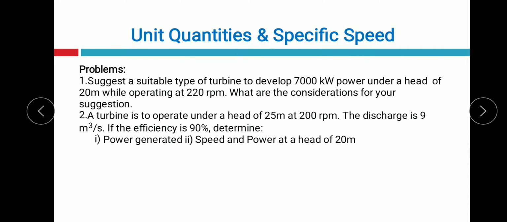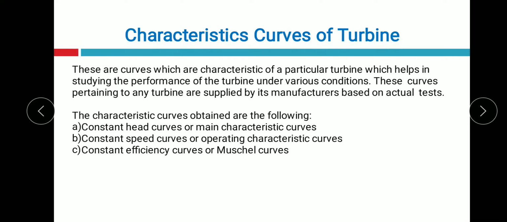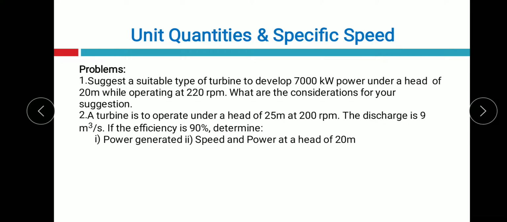Next, these are some of the problems. We will discuss this in the next video. Here they have given the first problem. Suggest a suitable type of turbine to develop 7000 kilowatts power under a head of 20 meters while operating at 220 rpm. What are the considerations for your suggestions? See, they have given power value as 7000 kilowatts, head value as 20 meters and speed value N equal to 220 rpm. You need to suggest a suitable type of turbine and why you are suggesting it.